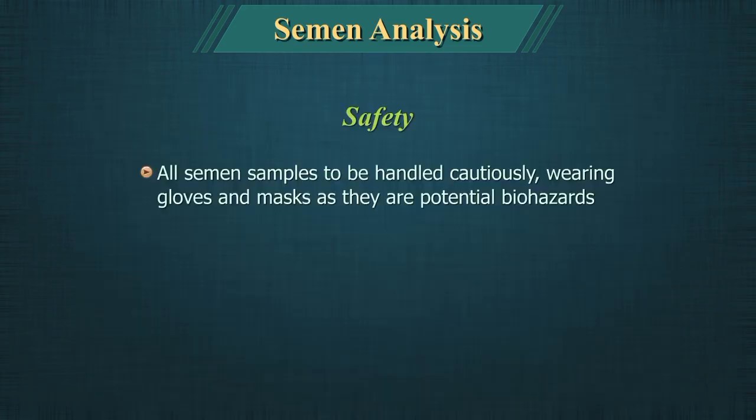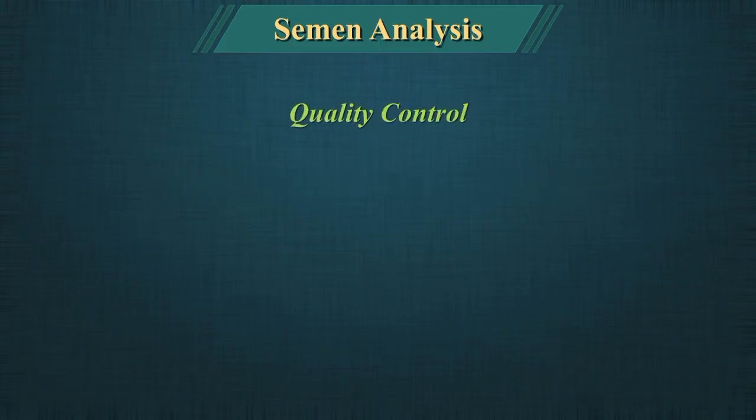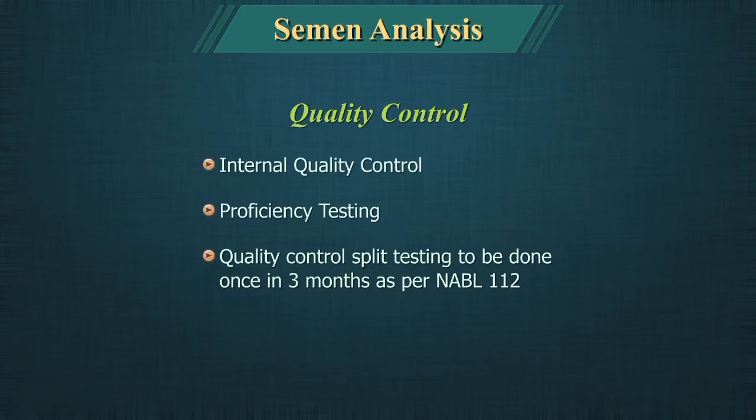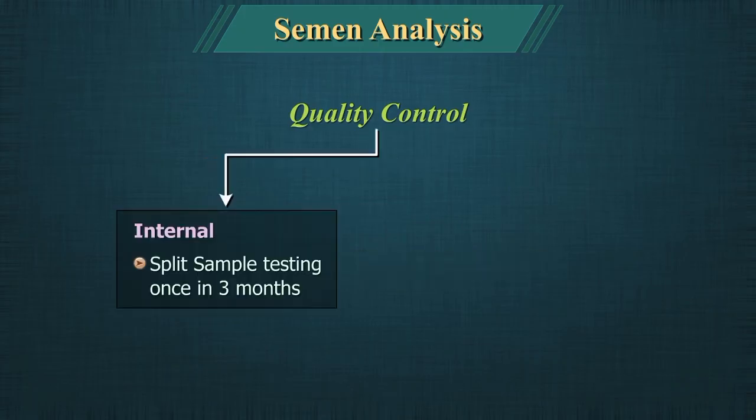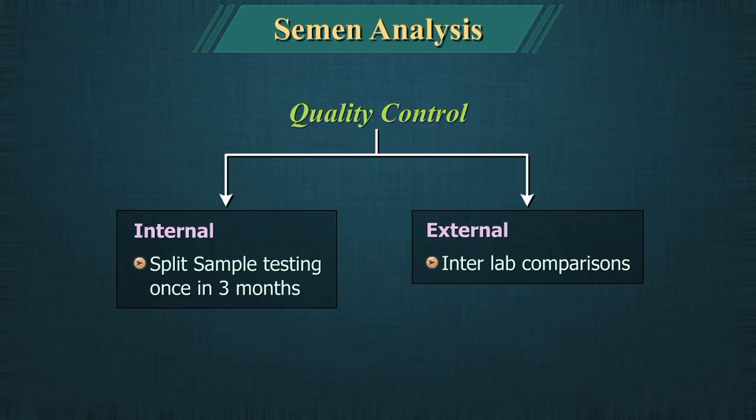All semen samples should be handled cautiously, wearing gloves and masks as they are a potential biohazard. The sample should be discarded following the biological waste management guidelines after completion of the test. Quality control includes internal quality control, which uses proficiency testing, that is, split sample testing, which should be done regularly by two technicians on the same sample. External quality control should be carried out quarterly by inter-lab comparisons.